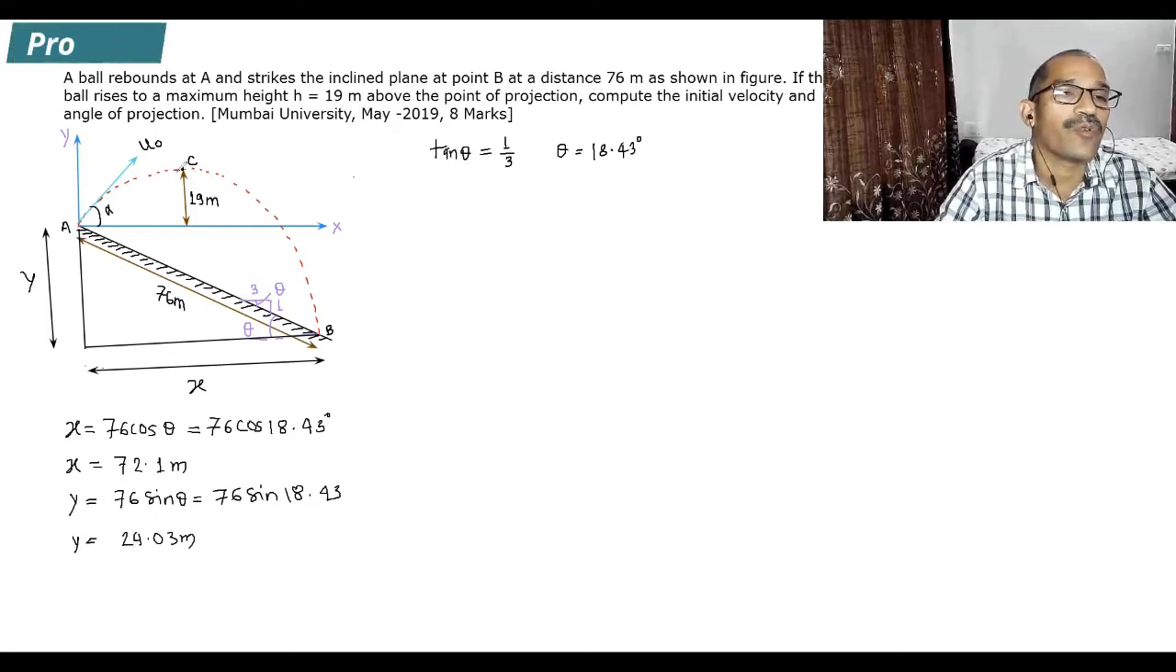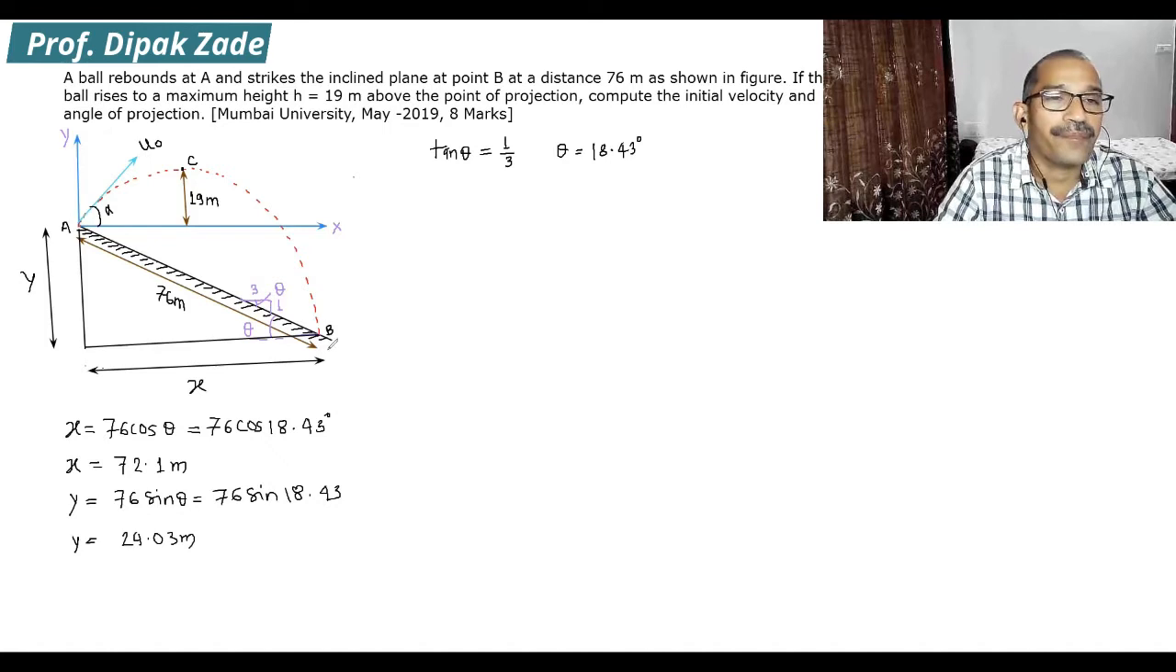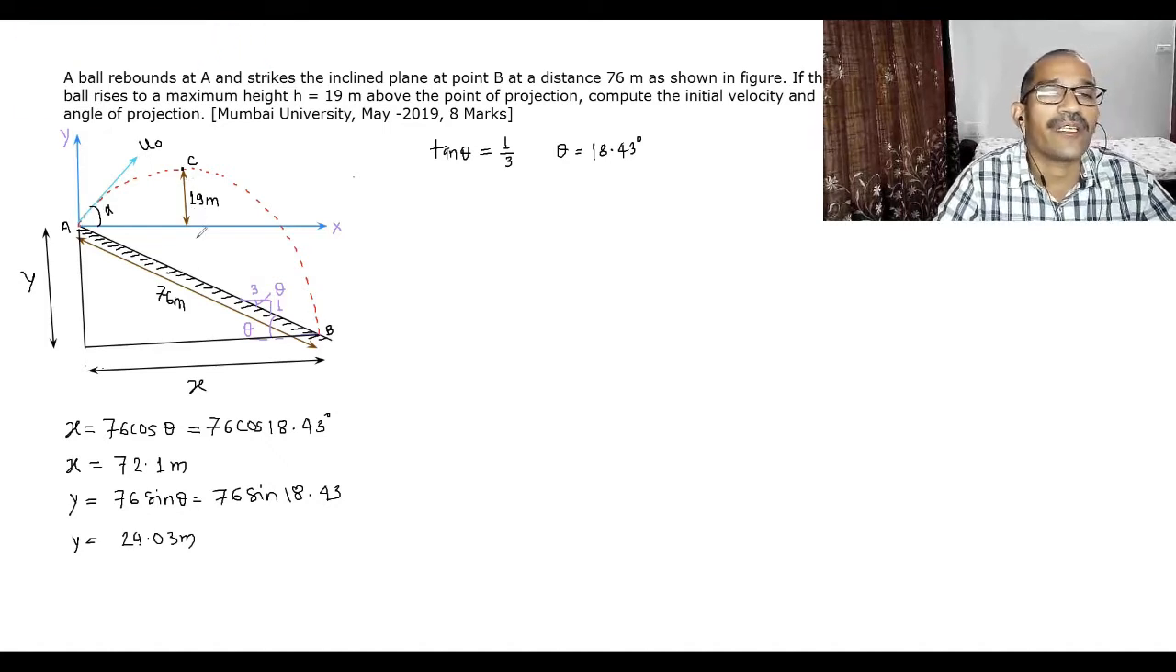If we consider the motion from A to C, we get 19 meter. Now basically the unknown values are u0 and theta 0, which is given here as alpha. Theta 0 or alpha is unknown. But from A to C, you know the data.